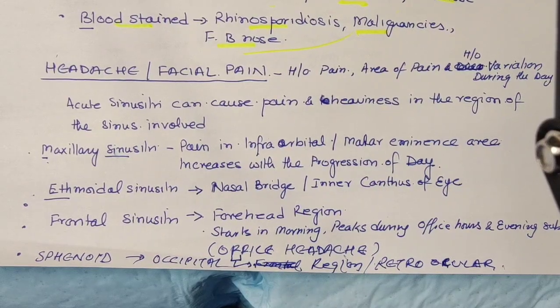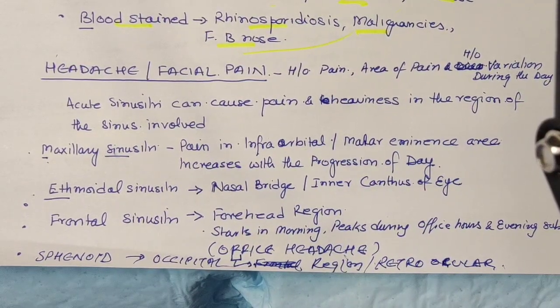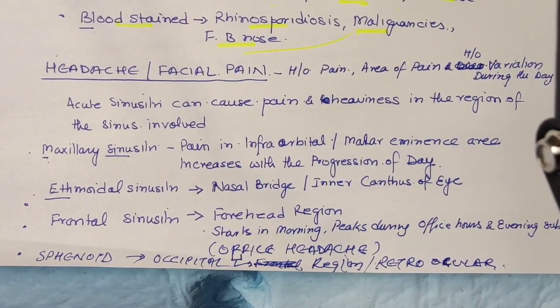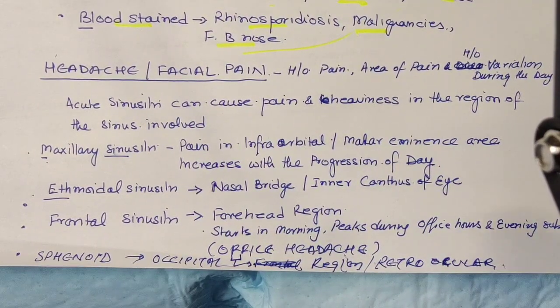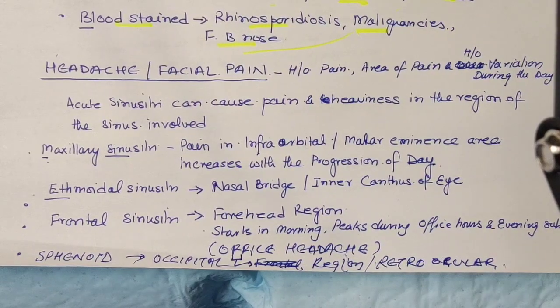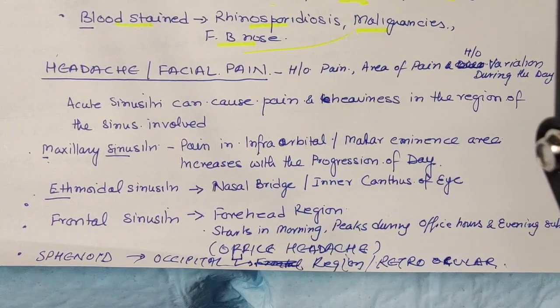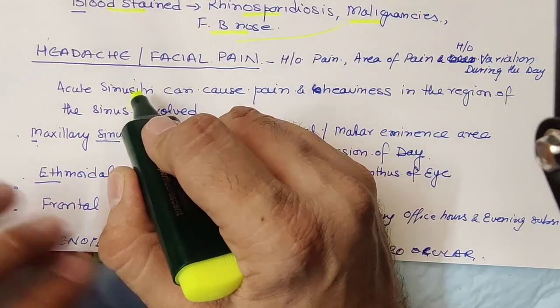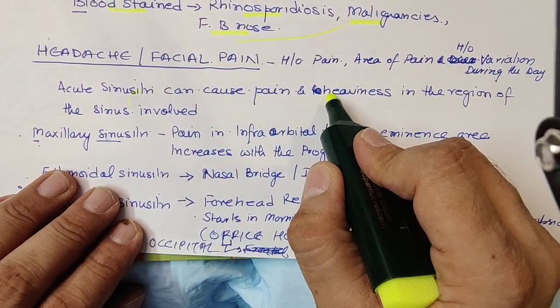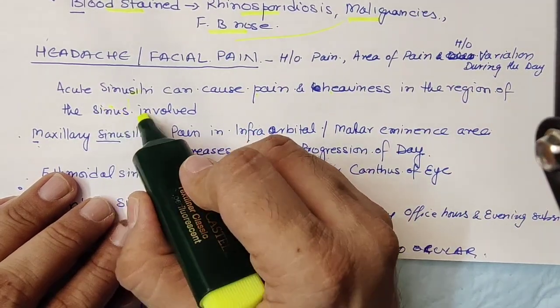Then after the nasal discharge, another important complaint the patient can have, or we have to ask, is whether the patient has got any headache or facial pain. Here the history of pain, the area where the pain is happening and its relation during the day is important. And common causes of facial pain or headache from ENT point of view, specifically a patient with a nasal problem, is acute sinusitis. Okay, and this can cause pain and heaviness in the region of the sinus involved.